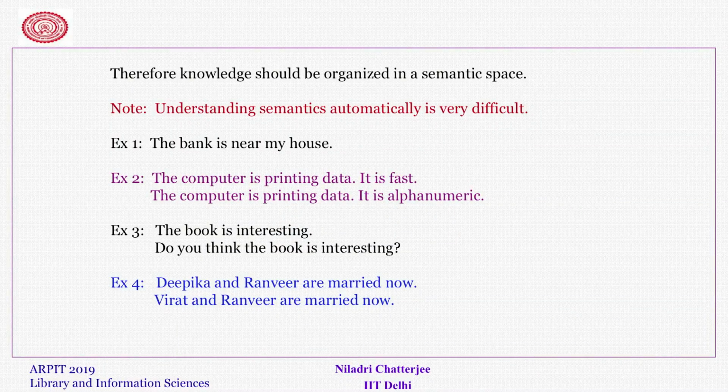Example number 4: consider the two sentences which look exactly alike. The first one is Deepika and Ranveer are married now. Anybody who is knowledgeable with the domain knows that these two persons are now married to each other. On the other hand, if the second line is Virat and Ranveer are married now, then we are saying that these two gentlemen, Virat and Ranveer, are now married, they are no more bachelors, they have their spouses. So, the sentences have the same structure, but they have two different meanings.